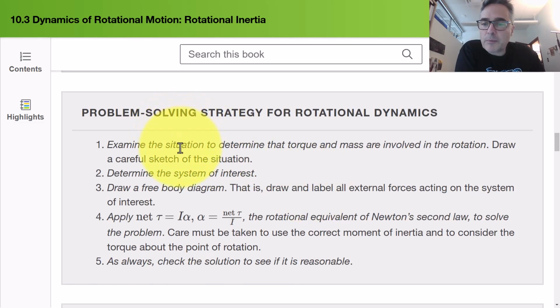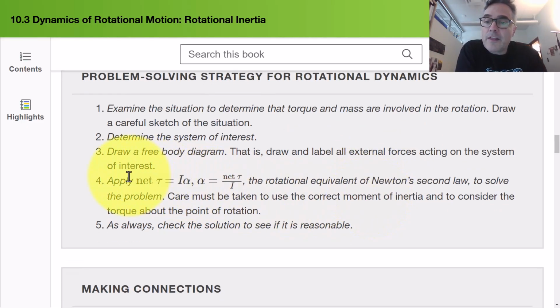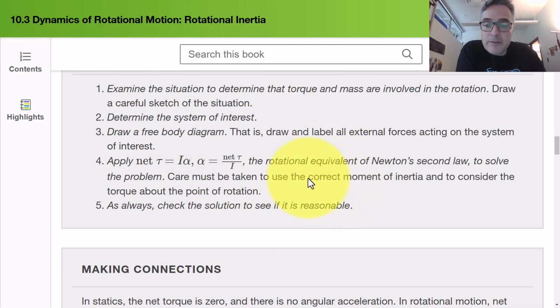So they give you a problem-solving strategy. Once you've got an object that could be rotating, draw an extended free body diagram. Draw and label all the external forces acting on the system, including where they're acting. The net torque equals I times alpha. Of course, you need a pivot point as well.